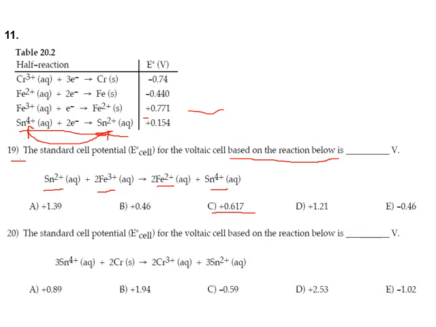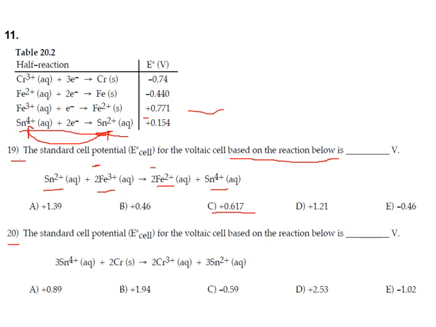Now, before we move any further, notice here that when we multiply that by 2, and we multiply that by 2, it doesn't change the voltage, because voltage is an intrinsic property of the metal, and it doesn't depend on how much you have. Okay, number 20.